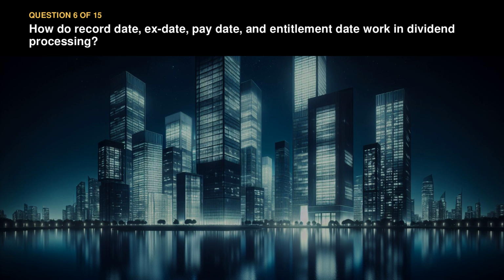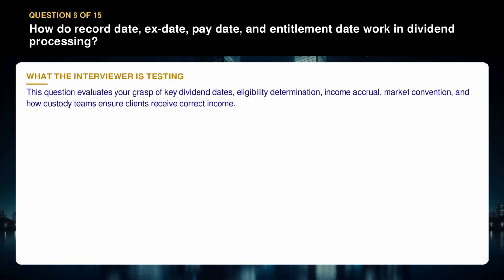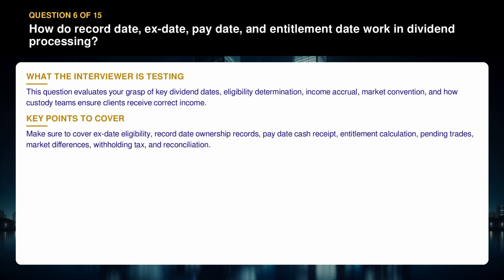Question 6. How do record date, ex-date, pay date, and entitlement date work in dividend processing? This question evaluates your grasp of key dividend dates, eligibility determination, income accrual, market convention, and how custody teams ensure clients receive correct income. Make sure to cover ex-date eligibility, record date ownership records, pay date cash receipt, entitlement calculation, pending trades, market differences, withholding tax, and reconciliation.